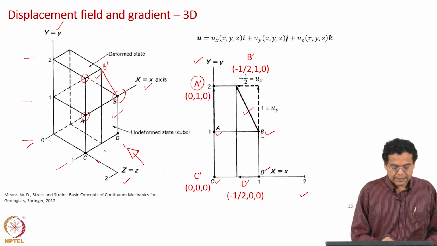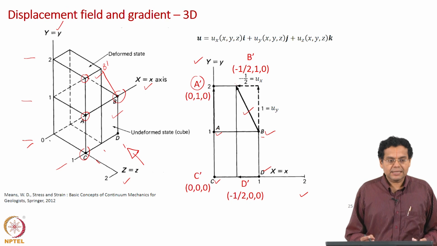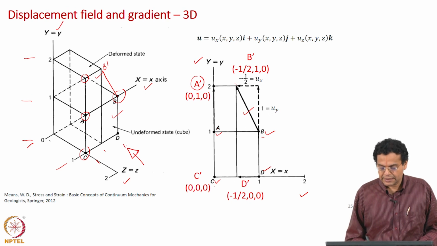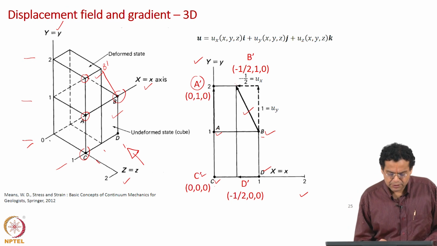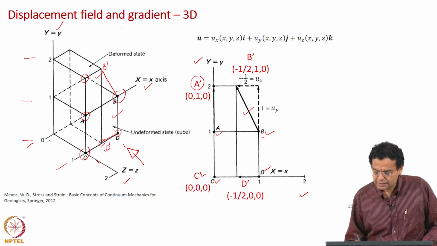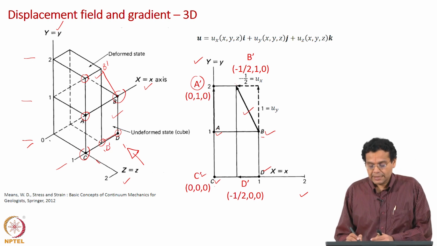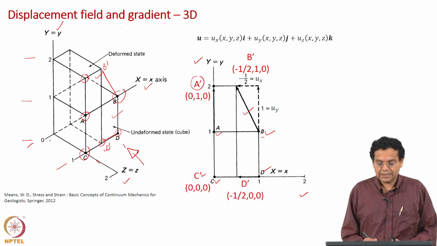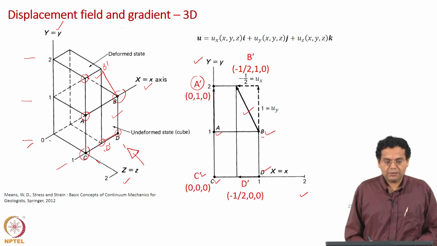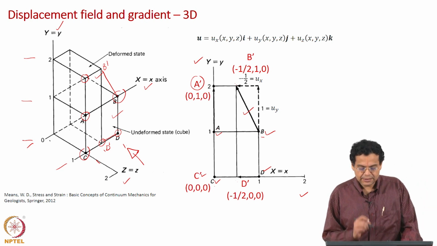Now C has not changed at all, C and C dash are same. Now let us go to D. D was originally here and it moved along this direction and this is D dash, that is what is shown here. This arrow mark shows that D has moved along the x axis, of course along the negative x axis, by half a unit. So this is D dash.